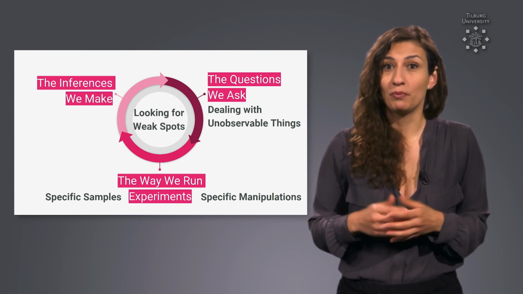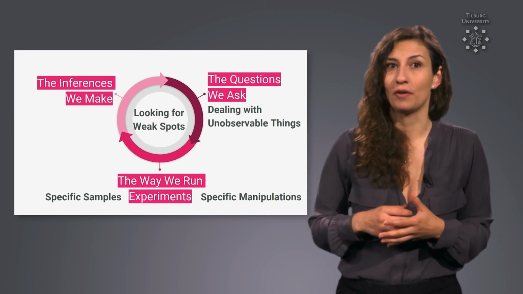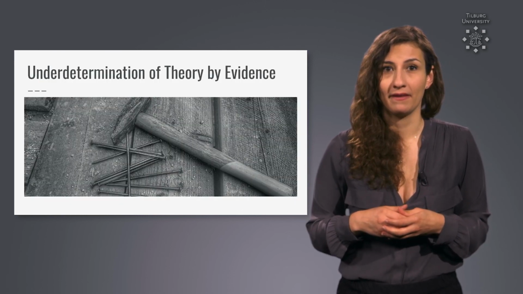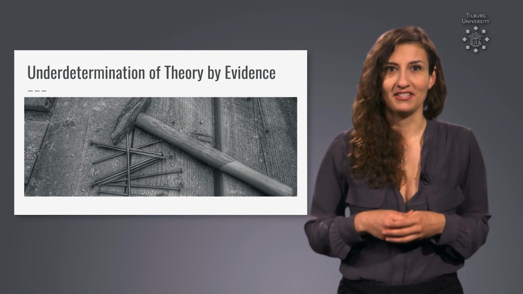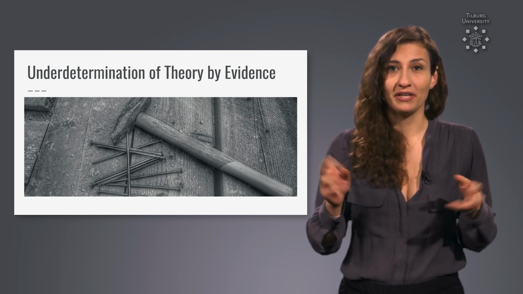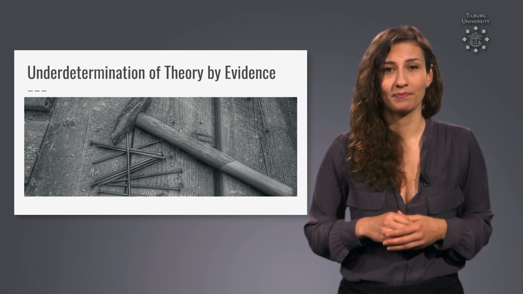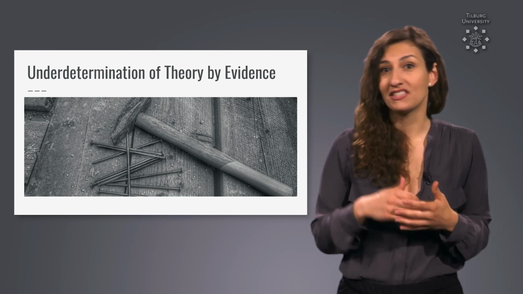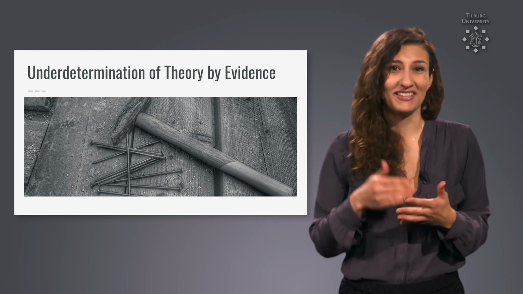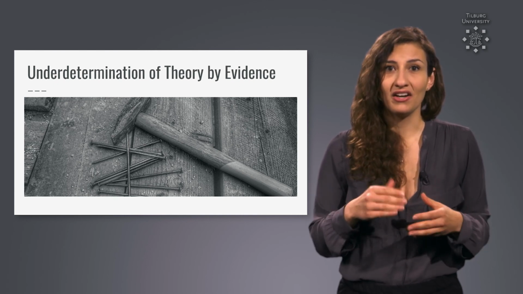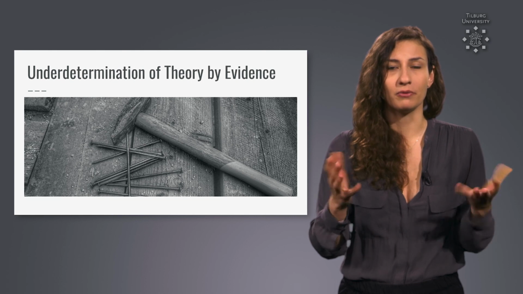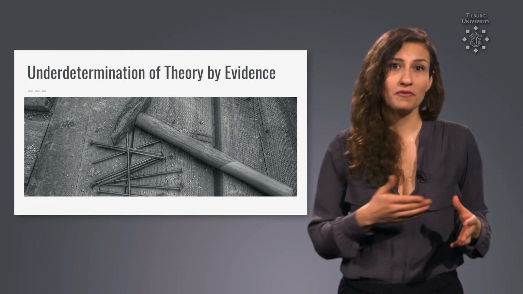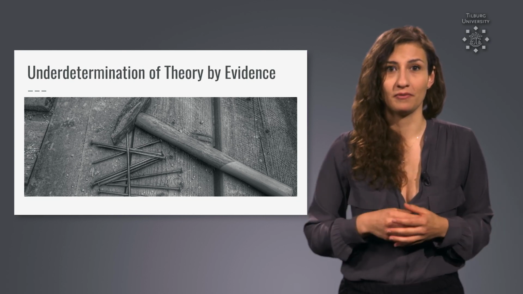Let's look at which problems lurk in drawing conclusions from our experiment. Now let's take a look at the next issue. We call this underdetermination of theory by evidence. If we observe that one of our predictions doesn't work out, we don't exactly know why. It's hard to pinpoint which part of our theory was wrong. So a number of different ways forward present themselves.